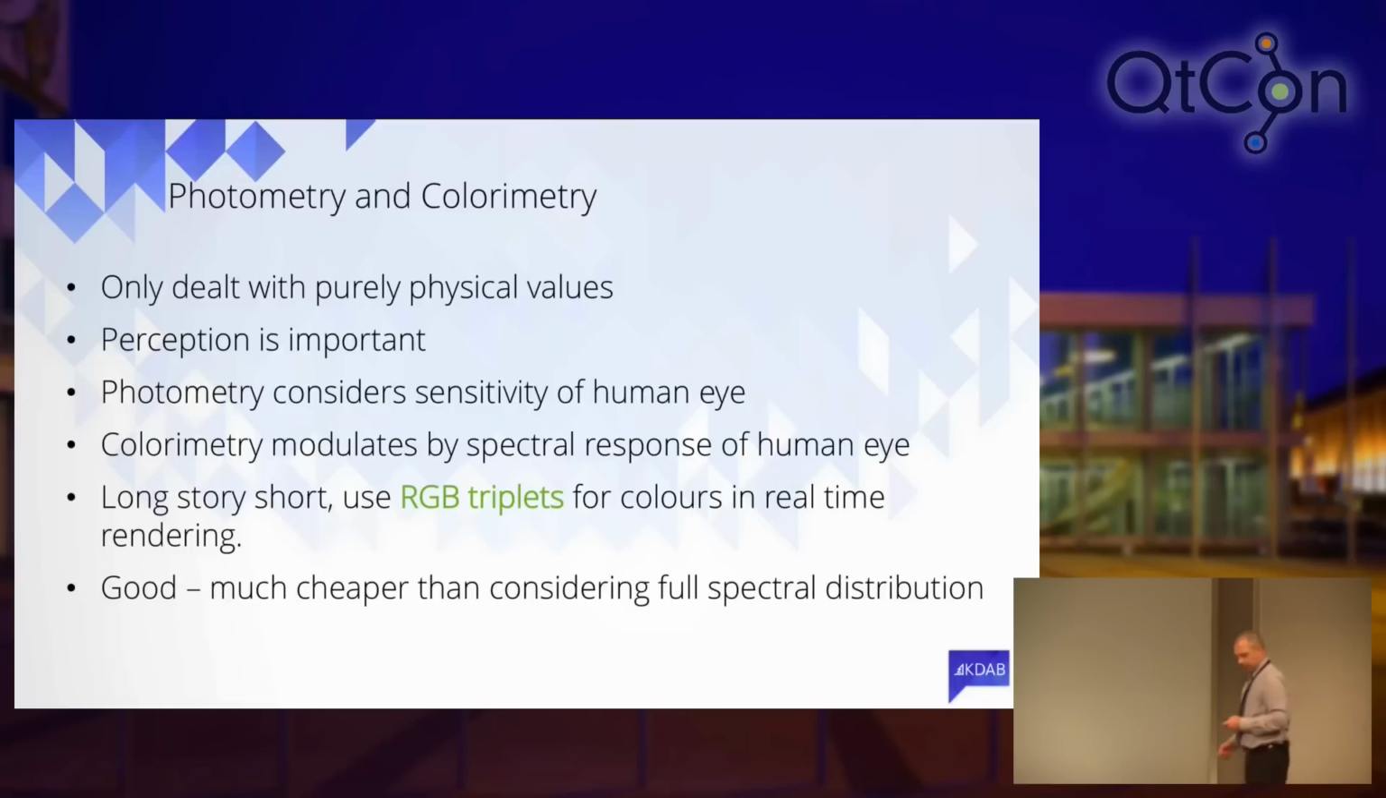We are primitive. Now, the good news for us is this is much, much cheaper than rendering the full spectral power distribution and having to consider that. We just use a 3D vector. So that's really good news.